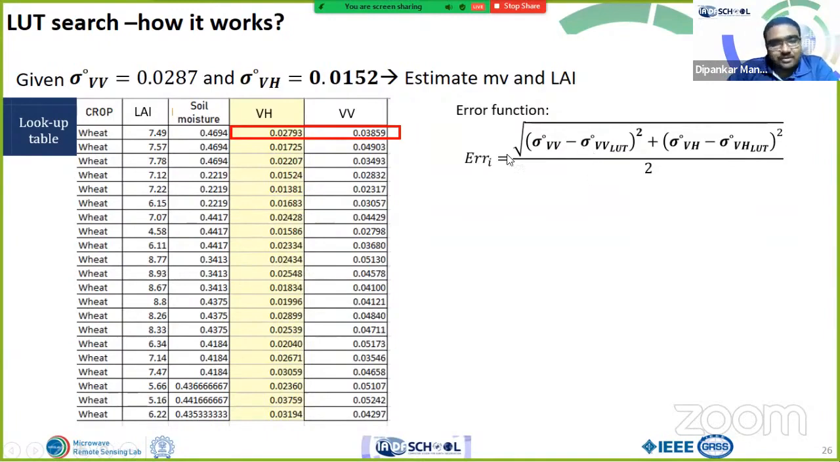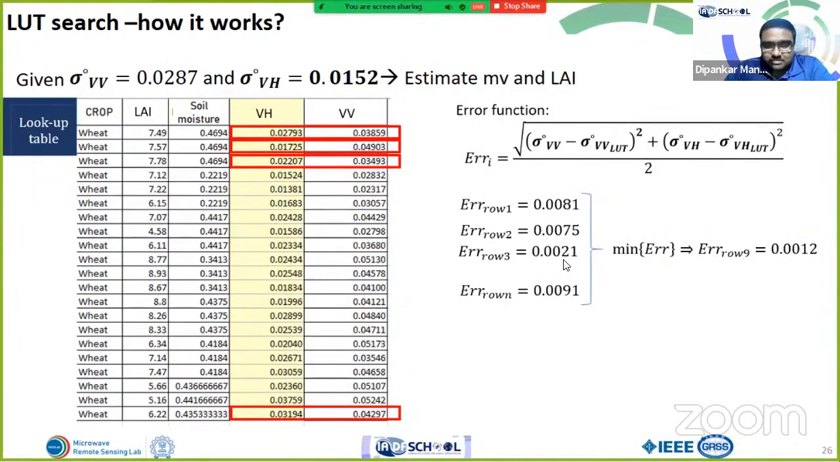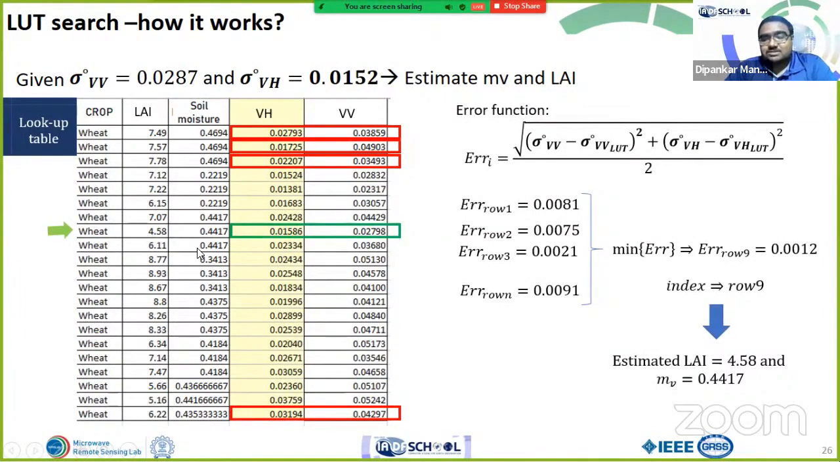Let's say this error for row one is 0.018. Similarly, we go for the second row and find the error between this observed and the lookup table rows. Similarly, we go through all rows up to n rows and then find the minimum error. Let's say in this table, row 9 is giving the minimum error, which is 0.012. So let's say this is the index row. At this error, the LAI is 4.58 and soil moisture is 0.4417. So this is one of the simple lookup table search algorithms.